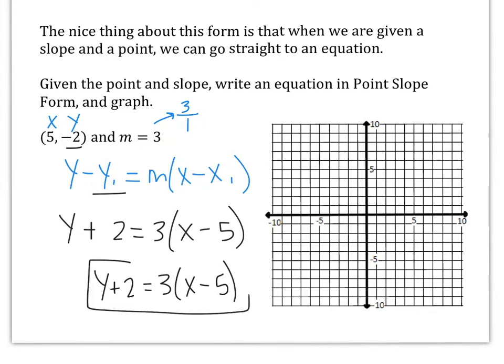And now I'll graph this equation. So I'm just going to use the point 5, negative 2. I'm going to plot that point right there at 5, negative 2. And I'm just going to move according to the slope. So up 3 units over 1. Or I could reverse that and go down 3 units to the left 1. And again, I should get a straight line. And that's how to write an equation in point-slope form and then graph it. Let's look at the next few examples.